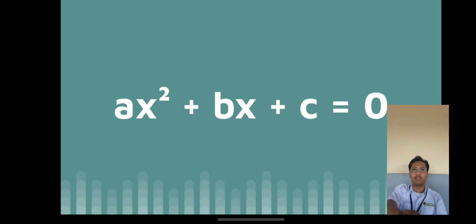The solutions to the quadratic equation are the values of the unknown variable x which satisfy the equation. These solutions are called roots or zeros of quadratic equations. The roots of any polynomial are the solutions for the given equation.